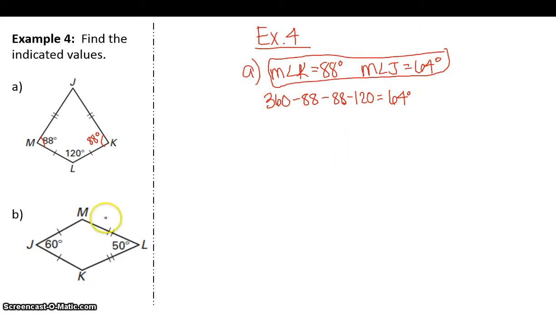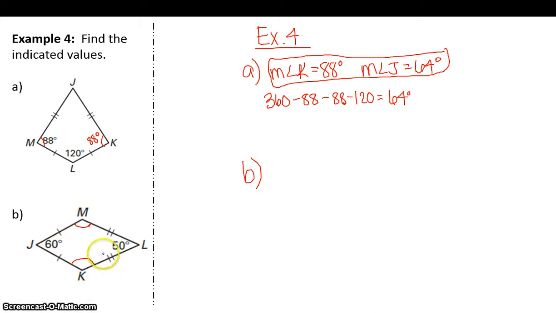Okay. All right, part B is also a kite. You can tell by the markings, 2 pairs of consecutive congruent sides. And remember this, the angles that are going to be congruent to each other are where the single and the double meet on each side here. So the single and the double meet here. That means angles M and K are going to be congruent to each other.